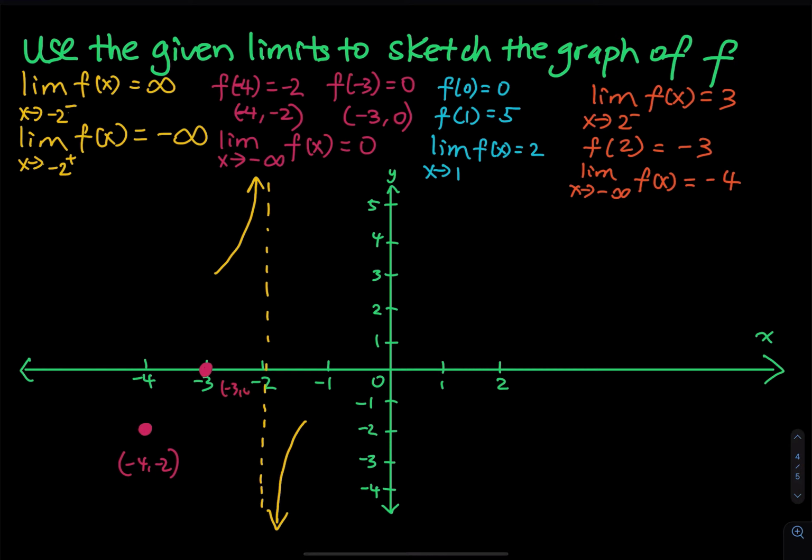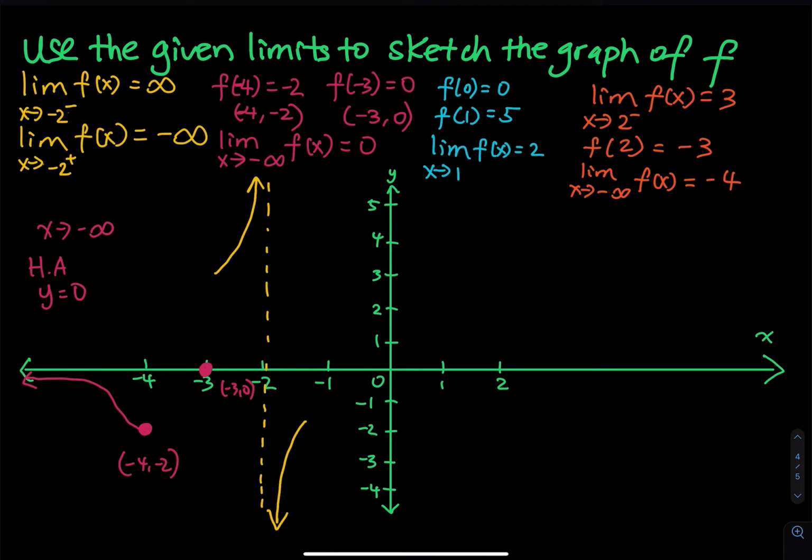So -3, 0. And then as x approaches -infinity, y goes to 0. That means there is a horizontal asymptote at y equals 0, and that affects the left end behavior, right? Because x approaches -infinity. So we have something that looks like this. After -4, -2, the graph should go up to pick up this horizontal asymptote. Let's make that look nice. So we have a horizontal asymptote at y equals 0.